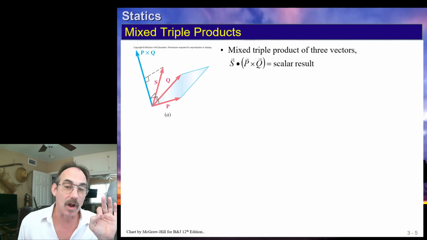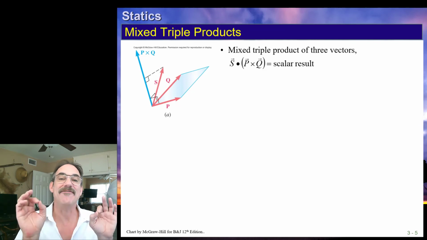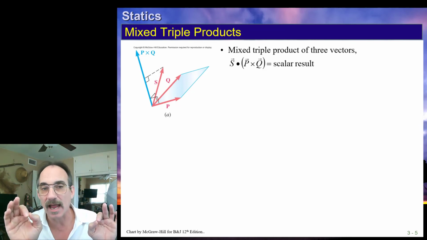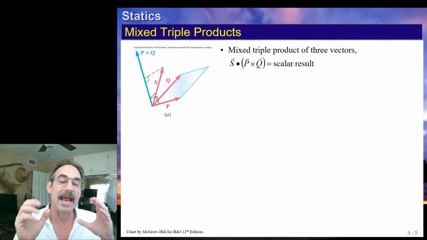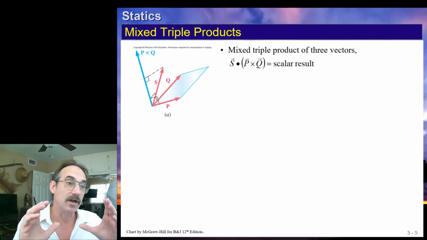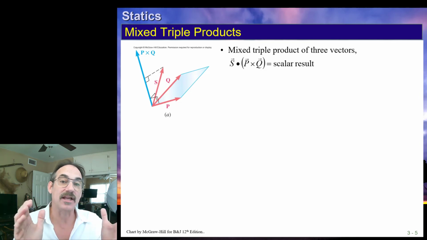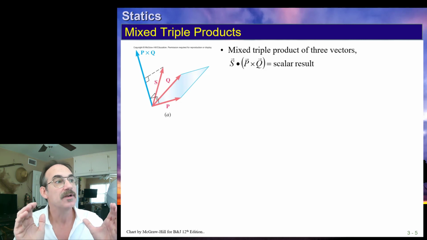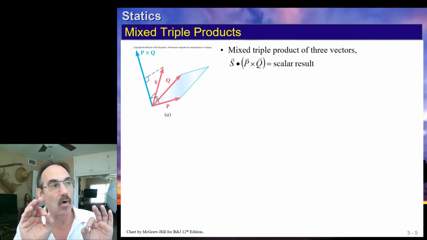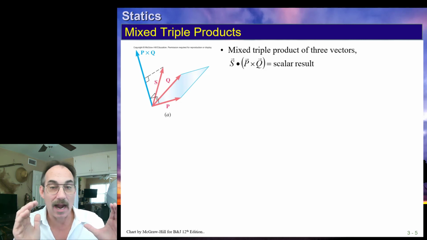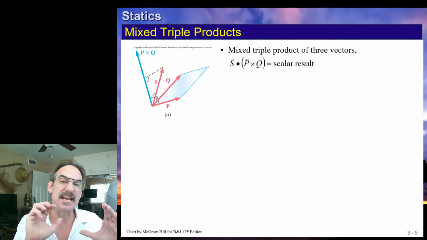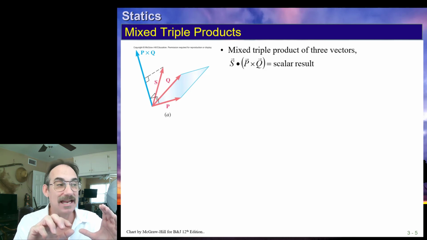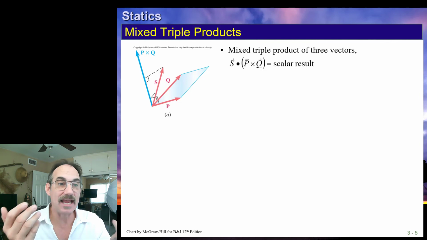The mixed triple product is a fancy set of words that we apply to the operation when we're taking a dot product and a cross product. According to order of operations, you're going to need to take the cross product first. So S dot P cross Q, those brackets say we're going to do that first. P cross Q is going to give us a vector. And then when we take the dot product with S, that will give us a scalar.